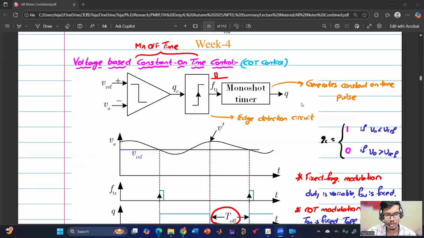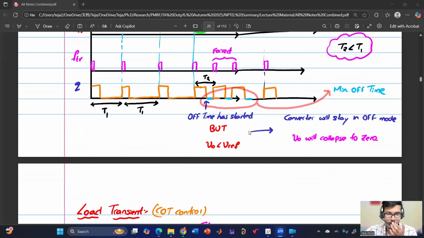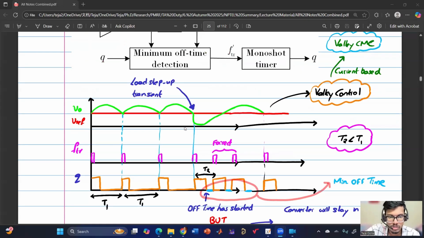Okay. If you don't have any queries, then I'll quickly go through week 4. In week 4, we started with the constant on-time variable frequency. We saw voltage-based constant on-time control, and we clearly understood why minimum off-time is needed, because without it the converter can collapse. So we should have that forced minimum off time when the output voltage is not charged enough.